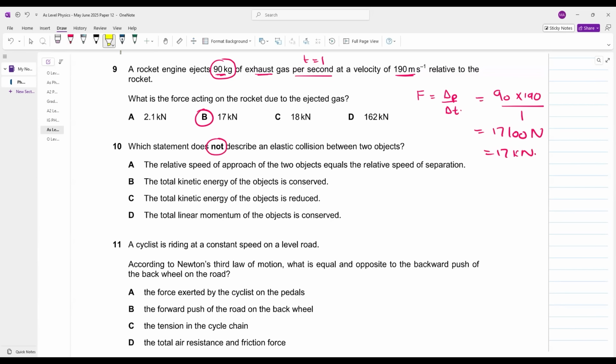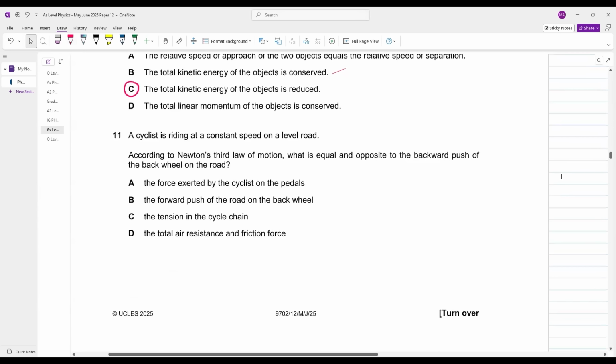So कौन सा ऐसा statement है जो elastic collision नहीं define करता? The relative speed of approach is equal to the relative speed of separation. ये तो define करता है. The total kinetic energy remains conserved. ये भी define करता है. The total kinetic energy of the objects reduce. ये define नहीं करता. In an elastic collision, the total kinetic energy always remains conserved or constant.